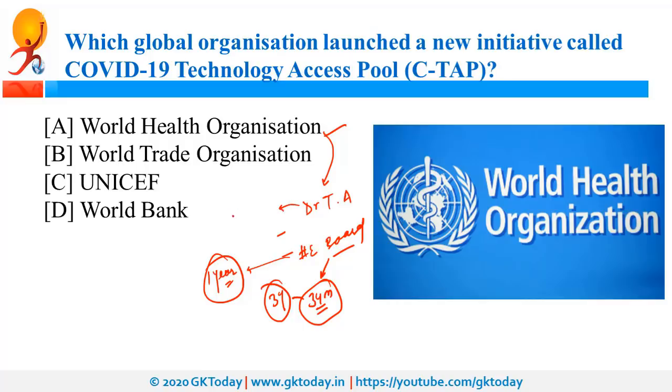Dr. Tedros Adhanom is from Ethiopia. The capital of Ethiopia is Addis Ababa. In fact, it is the headquarters of African Union. Recently, South African President Cyril Ramaphosa became the chairperson of African Union. So these were the most important questions of today's quiz.